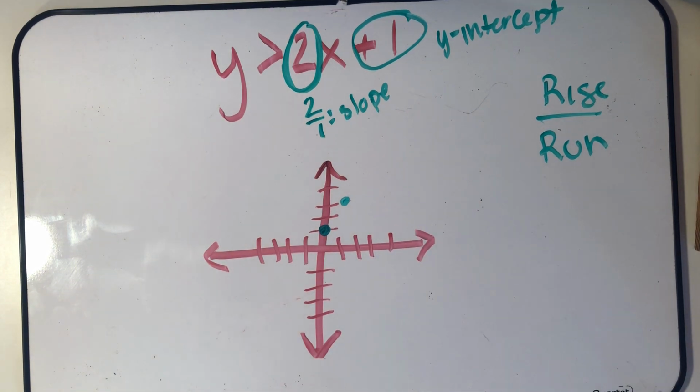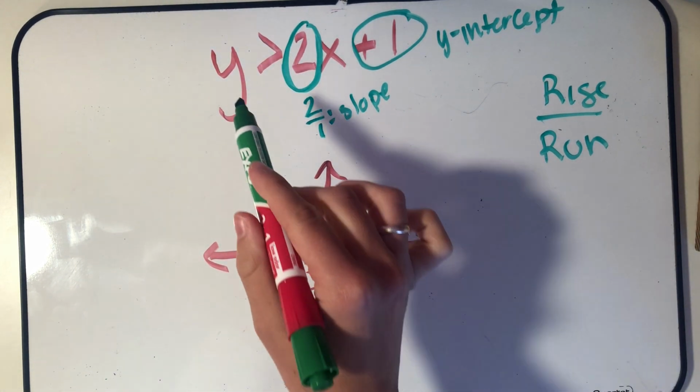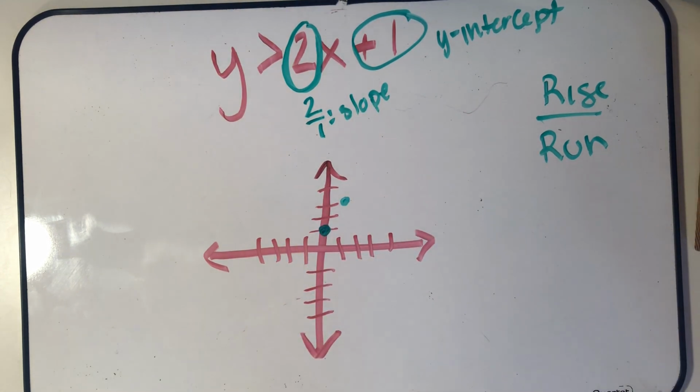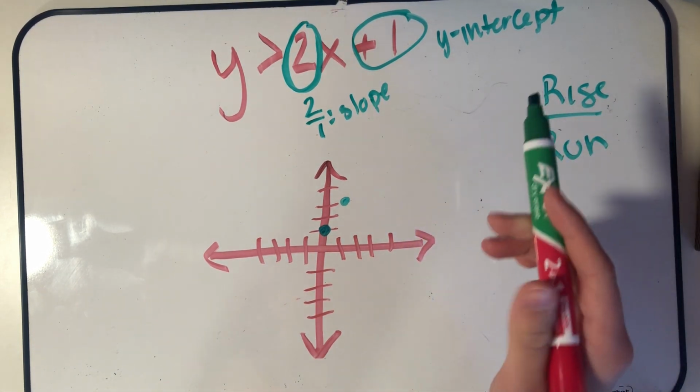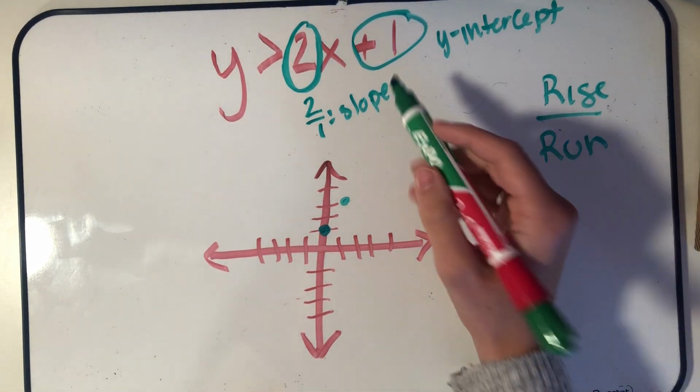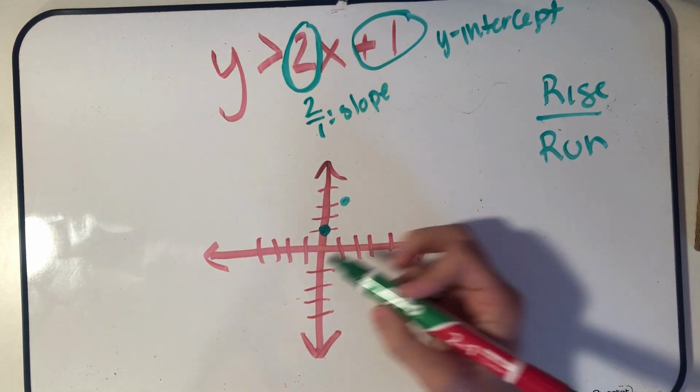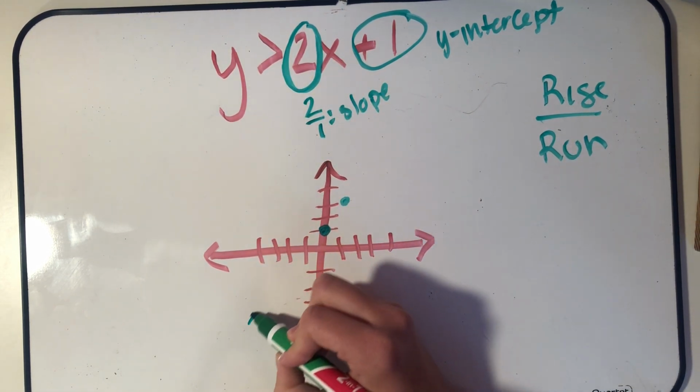So now I have enough points to make my line, but since it's an inequality, we need to think about if it's going to be solid or dotted. So since we have the greater than sign, and it is not equal to, we use a dotted line. So I'm going to connect that using a dotted line.